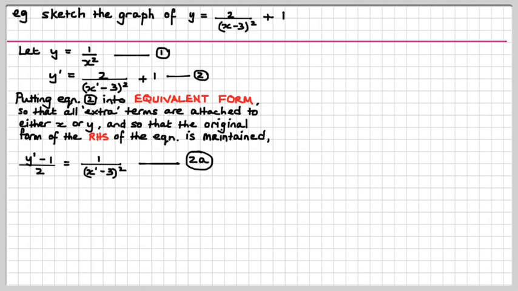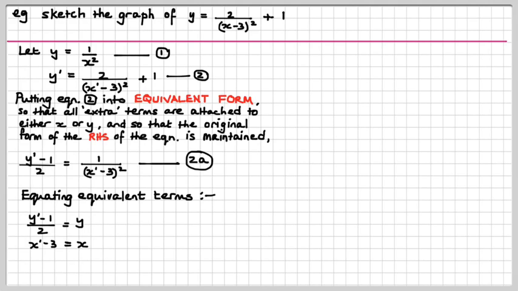Now we can do the equating of equivalent terms. We get that, don't we? Oh, I think we do. And we get the x dash minus 3 is the same as the x. Yes, it is. If you compare equation 2a to 1, you'll get that. Now we've got to solve it for y dash and x dash, because we're going backwards, and we can just rattle it off, guys.